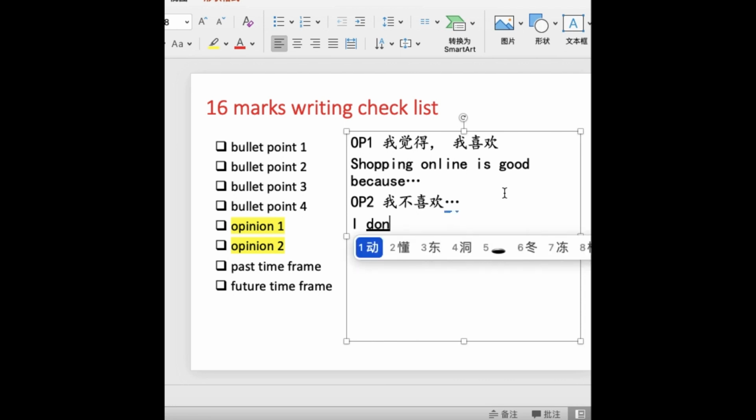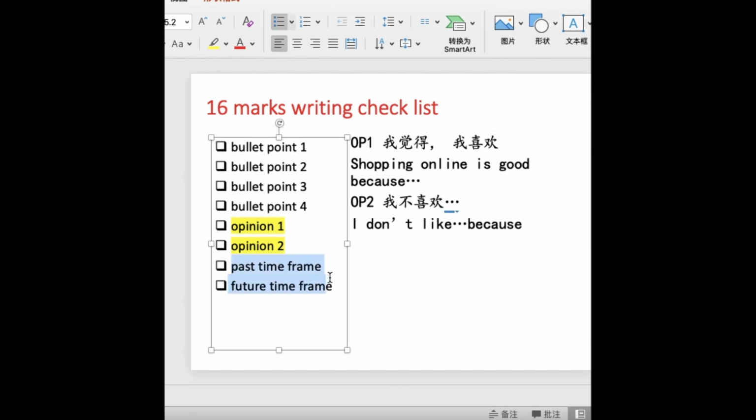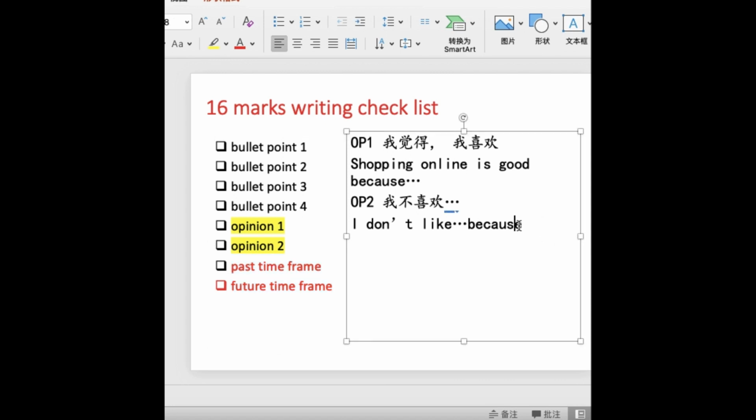And same with opinion 2. Have a look at the 4 bullet points where you could insert your 2 opinions. And now, again, go back to your checklist. You also need past time frame and future time frame. So read about your writing plan where you can put past time frame. Usually, it's very obvious in the 4 bullet points.